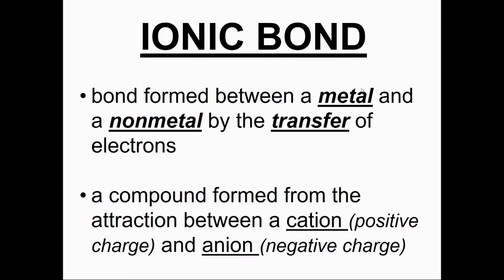The metal likes to become a cation. It likes to give away its electrons. So it transfers its electrons to the nonmetal who wants those electrons. It completely gives them away.